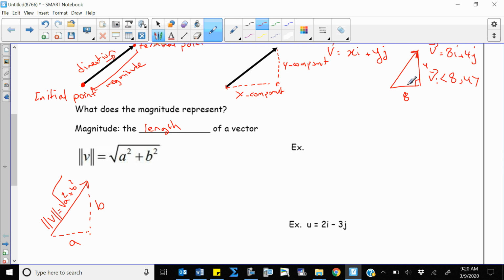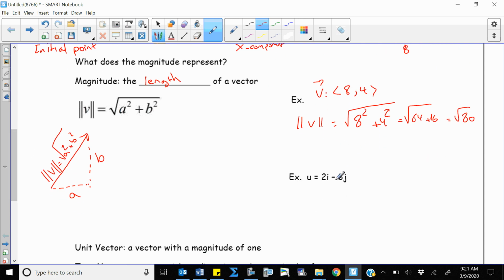For example, in the example that we had, vector v is ⟨8, 4⟩. To find the magnitude of v, I can just take 8 squared plus 4 squared, add them, and then square root them. So this will be 64 plus 16, which is the square root of 80. So that's the magnitude of this vector.